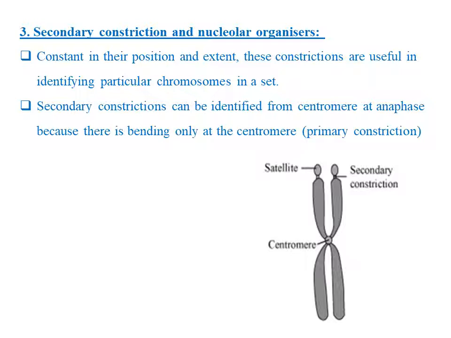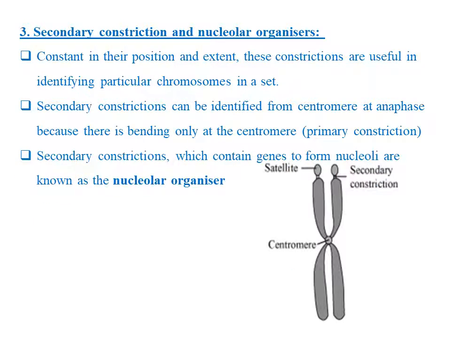The secondary constriction can be distinguished from the centromere at the anaphase condition because there is bending only at the centromere, that is the primary constriction. The secondary constriction, which contains genes to form the nucleoli, is known as the nuclear organizer.